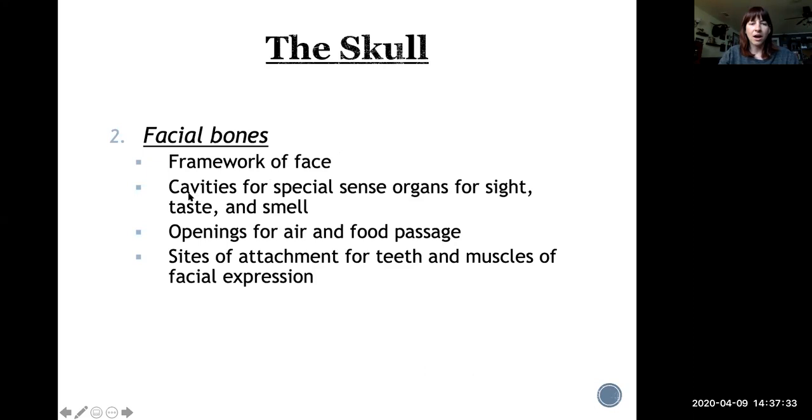They include lots of specialized cavities, right? So holes, including your ocular cavities for sight, for vision, your mouth for taste, and nasal cavities in the skull, hollow places behind your face that are used for smell and other things. There are other nasal cavities, and we're going to talk about those too. Openings for air and food passage, like your nose and your mouth again. And sites of attachment for your teeth and muscles, right? All of these bones have muscles attached to them and other bones attached to them. So you need bone markings on all of those in order for that to happen so that you can make facial expressions, right? You can do that.